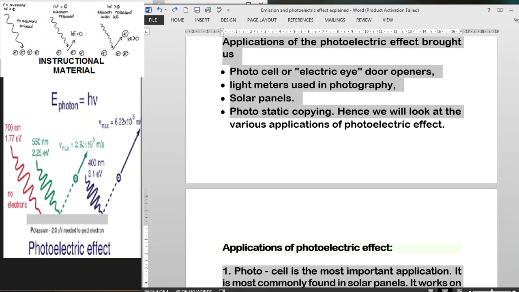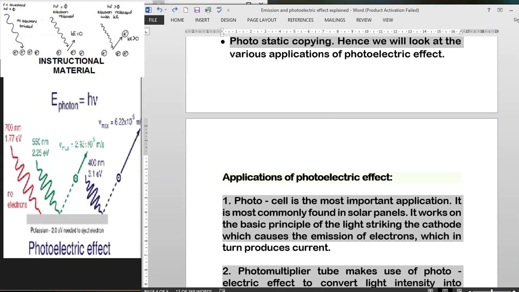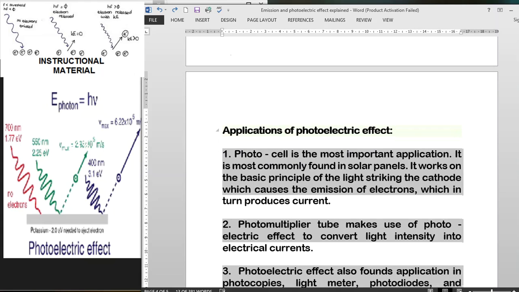So we want to now study closely what the applications of photoelectric effect are. One, photocell. Photocell is the most important application. It is most commonly found in solar panels. It works on the basic principle of light striking the cathode, which causes the emission of electrons, which in turn produces current.